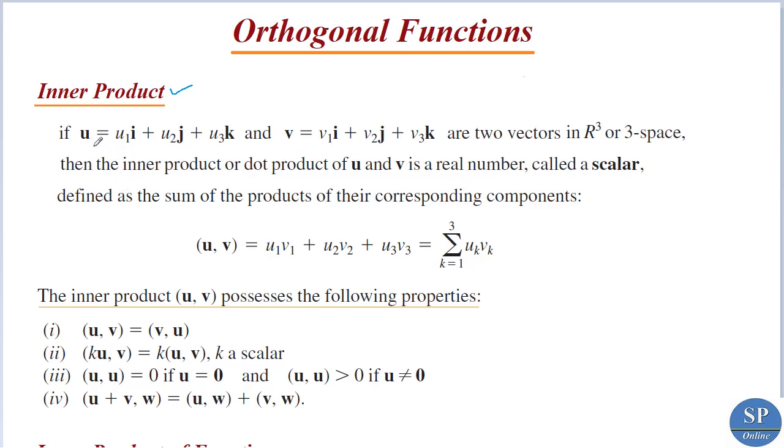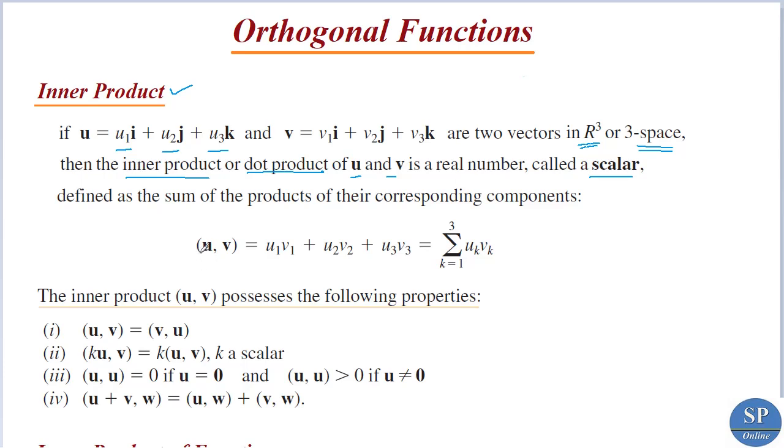Suppose we are given two vectors, vector u equal to u1i plus u2j plus u3k, that is u1, u2, u3 are the components of the vector u, and vector v is v1i plus v2j plus v3k. Suppose u and v are two vectors in R3 or 3 space. Then the inner product, also called dot product, of u and v is a real number defined as the sum of products of their corresponding components.